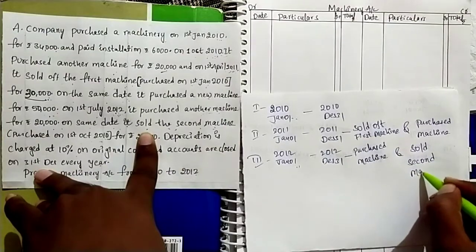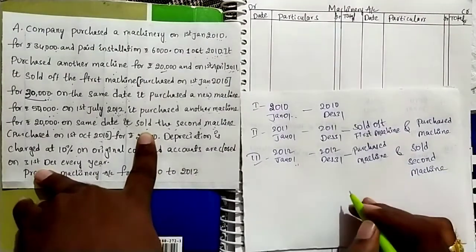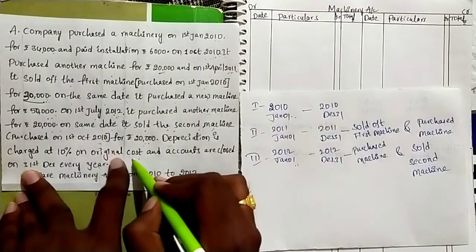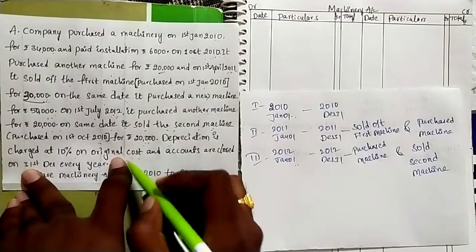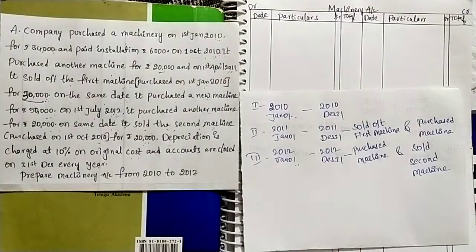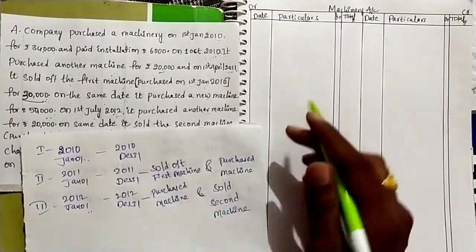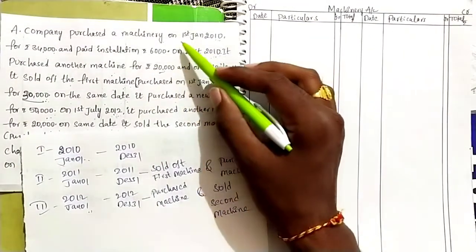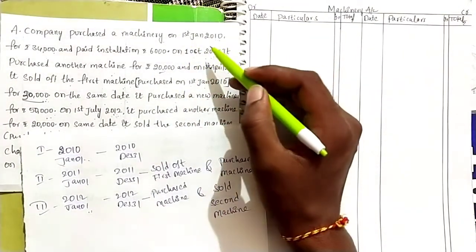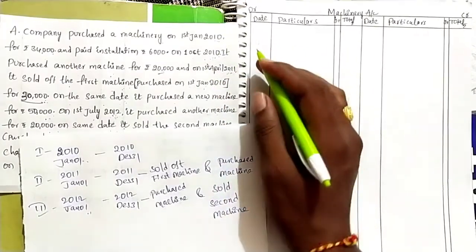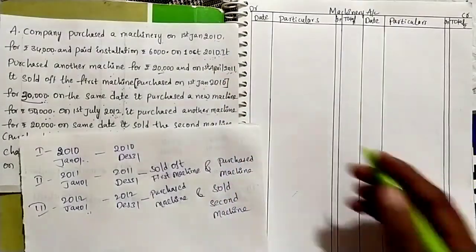It's clear. Depreciation is charged at 10% on original cost. So we have to prepare machine account first. See the first transaction. A company purchased a machinery on 1st January 2010. At the time of purchasing, the machinery comes into the business, so automatically machinery account is to be debited.